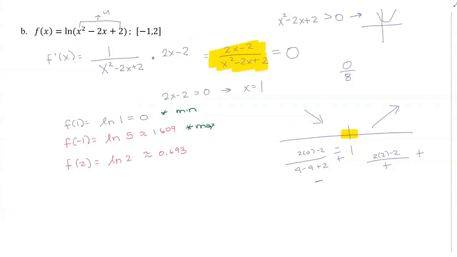So the steps for finding the extrema are: find the derivative, set it equal to 0, then check each of those points plus the endpoints. Whichever one's the biggest, that's our max. Whichever one's the smallest, that's our min.